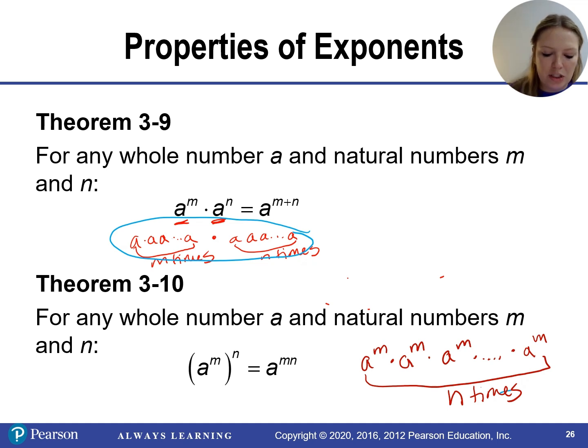And since we just saw that a to the m times a to the n is adding the exponents together, we would add the exponent m to itself n times, and by the definition of multiplication as repeated addition, that tells us that the sum of all the m exponents will be m times n.